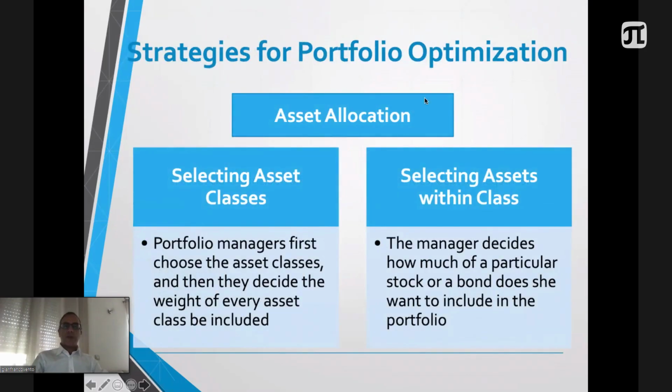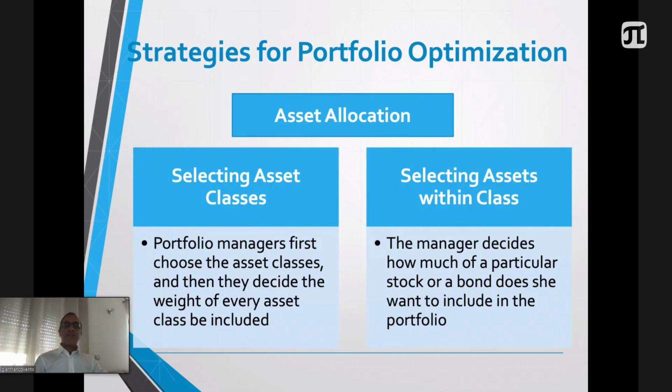What are the most relevant strategies for portfolio optimization? Well, asset allocation is based on two relevant steps. First of all, we have to select the asset classes, and then we have to select assets within classes. So what do portfolio managers typically do? First of all, they choose the asset classes they want to invest in, and then they decide the weight of every asset class to be included.